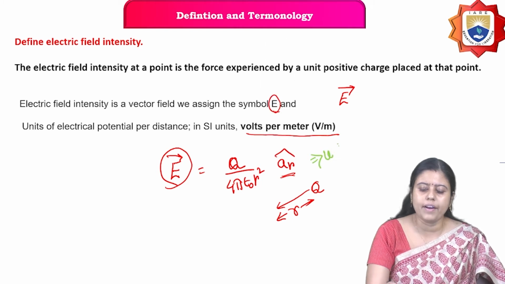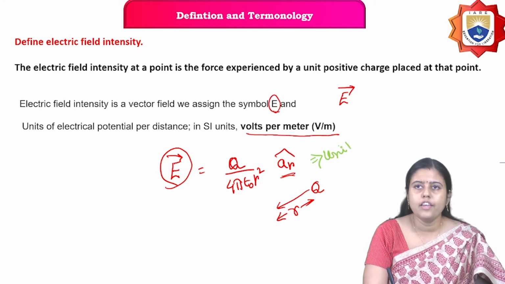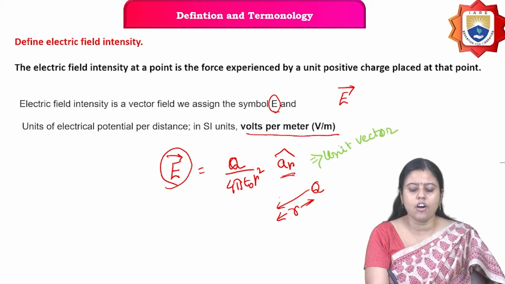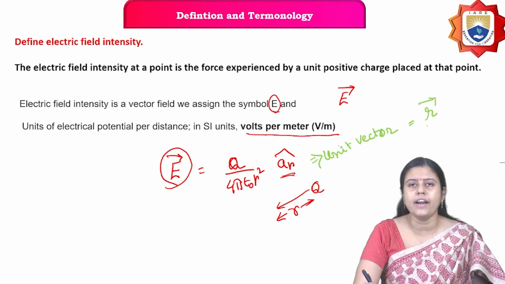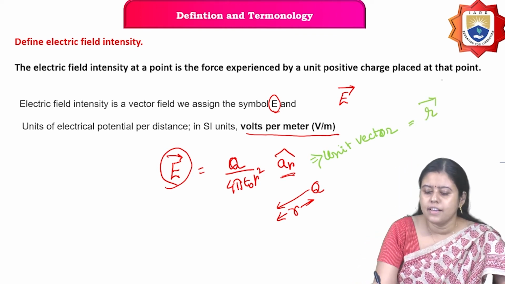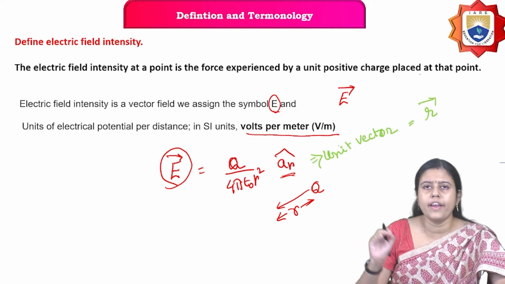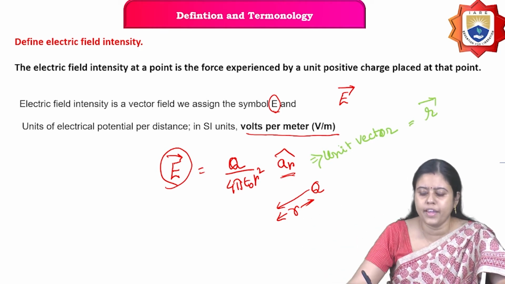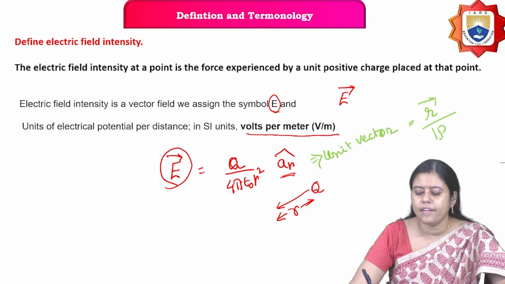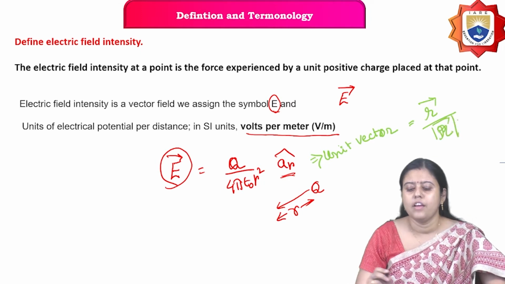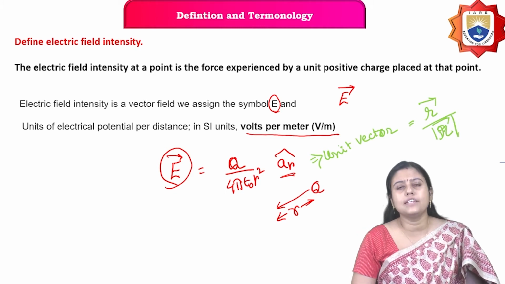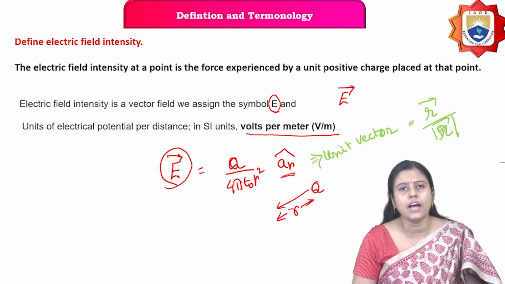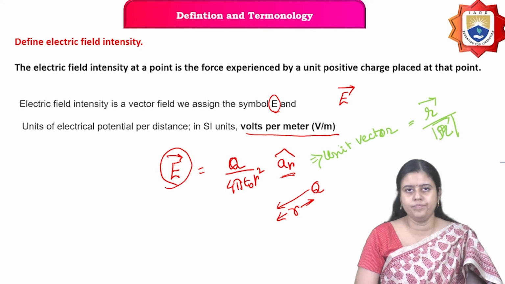aR is nothing but the unit vector, and it gives the direction of the vector. aR is equal to R, the distance of the point from where we are bringing, divided by the magnitude of R. So we got the field intensity. The field intensity definition is derived from Coulomb's law.